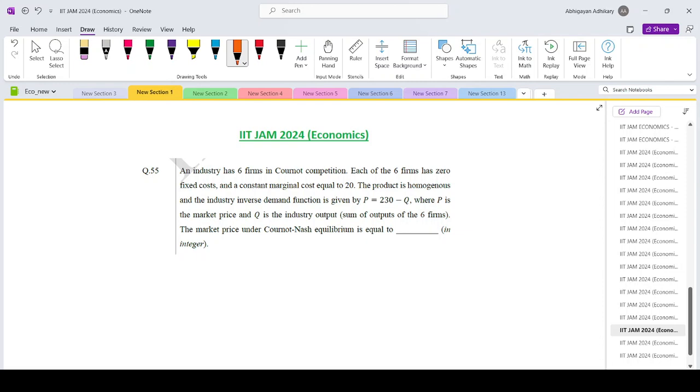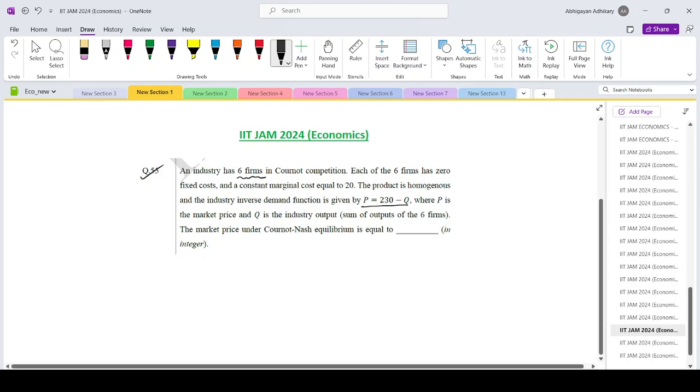Today we are looking at the IIT JAM 2024 economics paper, question number 55. An industry has 6 firms in Cournot competition. Each of the 6 firms has zero fixed cost and a constant marginal cost equal to 20. The product is homogeneous and the industry inverse demand function is given by P equals 230 minus Q, where P is the market price and Q is the industry output, the sum of the output of the 6 firms. Then the market price under the Cournot-Nash equilibrium is equal to how much?